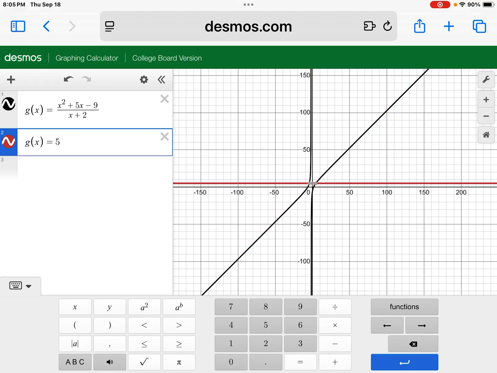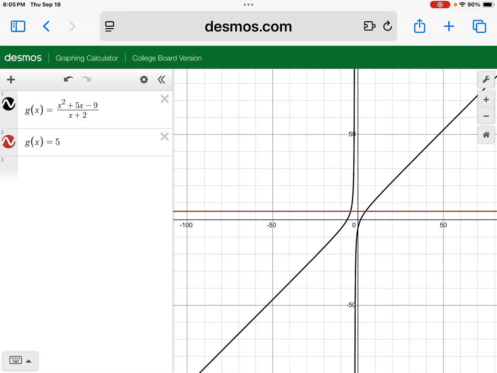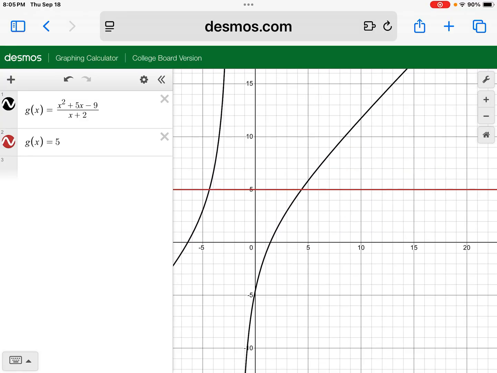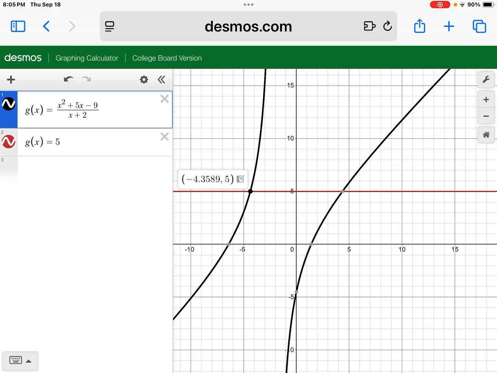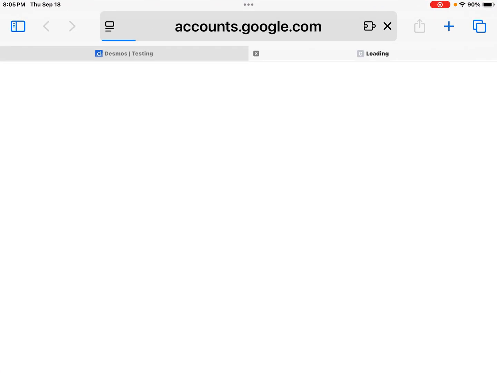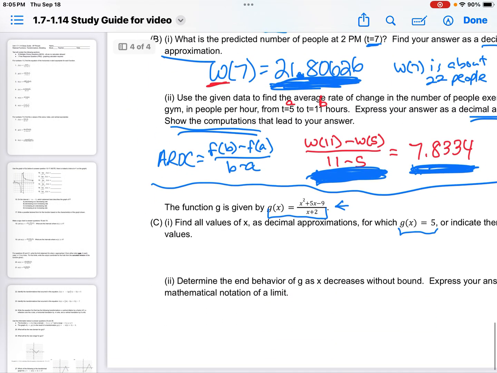So g of x equals 5. You're going to see now that that line gets plotted, and we're looking to see where the red graph crosses my black graph, which was the rational function. You can see there are 2 places where it crosses, so if you just click the little gray dot where they intersect, those are going to be the x values that you will use. Okay, so we're going to just write those down. Let me go back to my problem. Why does it keep doing this? I don't know why. There we go.